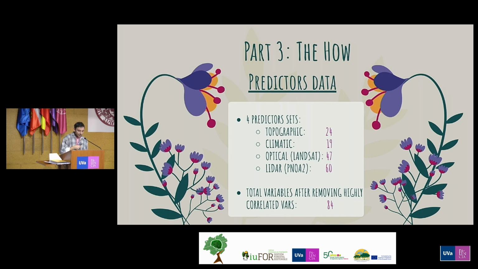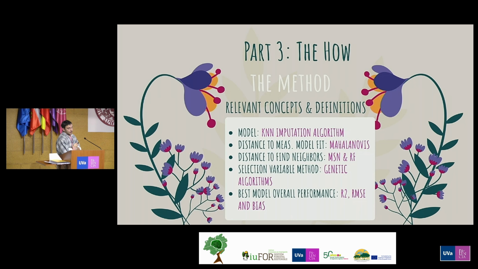And after removing variables that were highly correlated and removing zero variables, we got a total of 84 predictors that we used to fit the models. And now, relevant concepts and definitions. The model that we used was the KNN imputation algorithm.